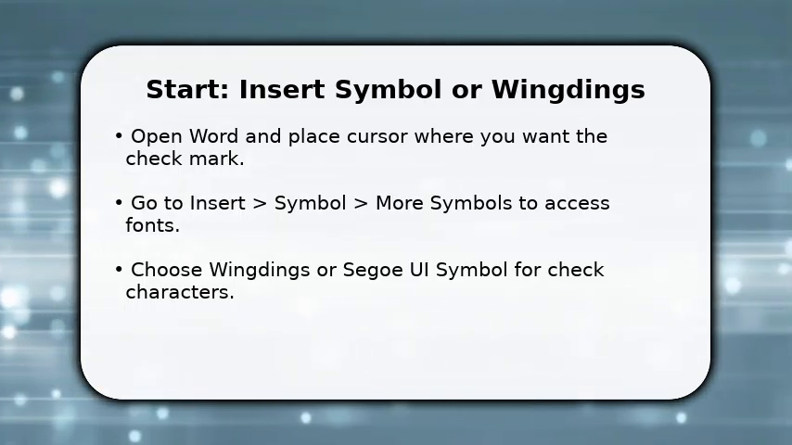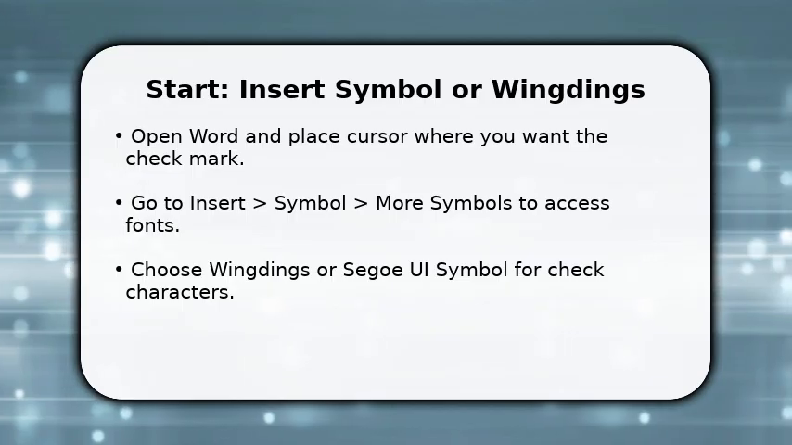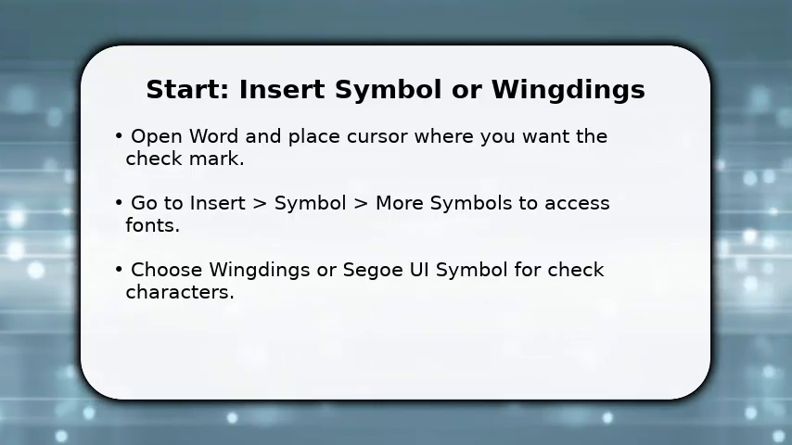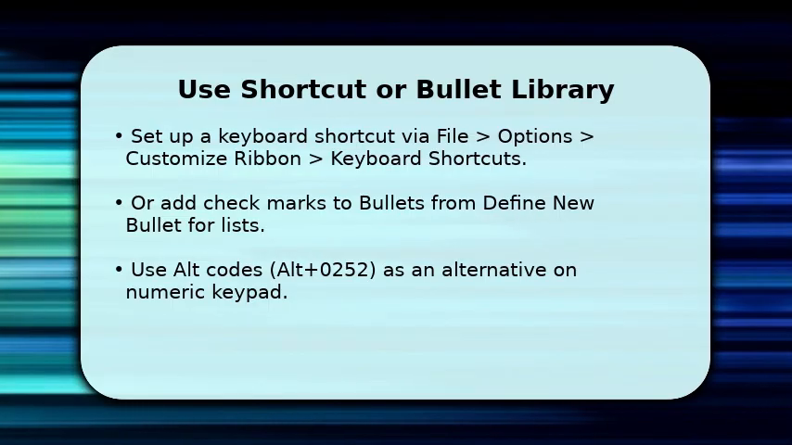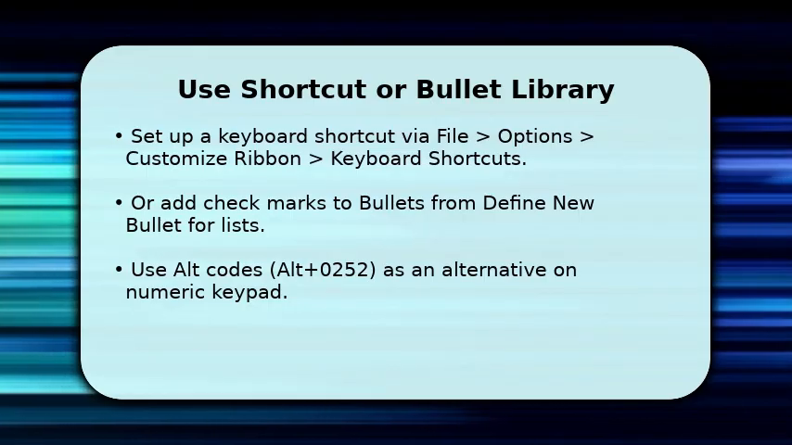If you use frequent checks, note this first step is setting the consistent source for all subsequent marks. Now streamline repeated use. Assign a keyboard shortcut so you can insert a check with a single keystroke. Go to File, Options, Customize Ribbon, then Keyboard Shortcuts to bind the symbol to a combination you'll remember. Alternatively, define a new bullet using a check symbol for quick list insertion. This keeps formatting consistent across items.